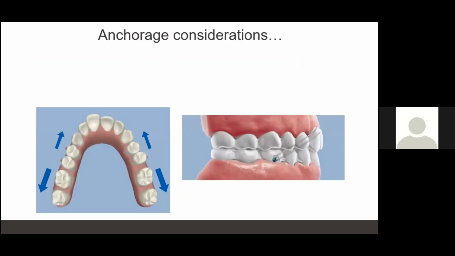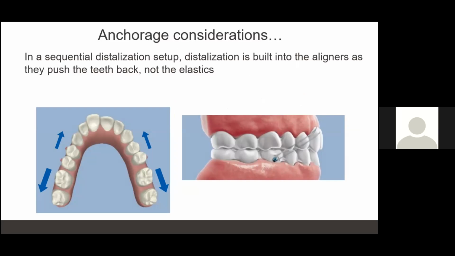For every action, there's an equal opposite reaction. So for that distalization movement, there's a reciprocal mesial force. So you will not get distalization or predictable distalization without the use of class 2 elastics. You have to cancel that mesial force and force the teeth to move distally. Again, the elastics are really one of the primary mechanisms of the distalization.